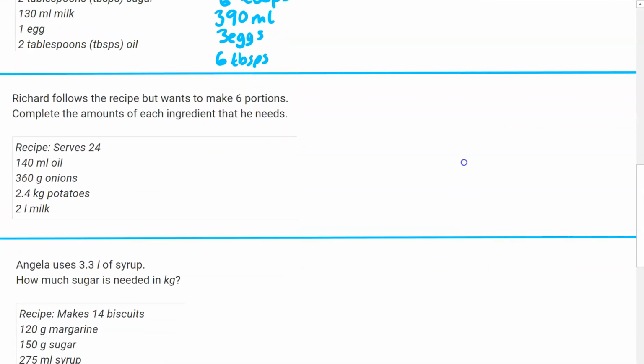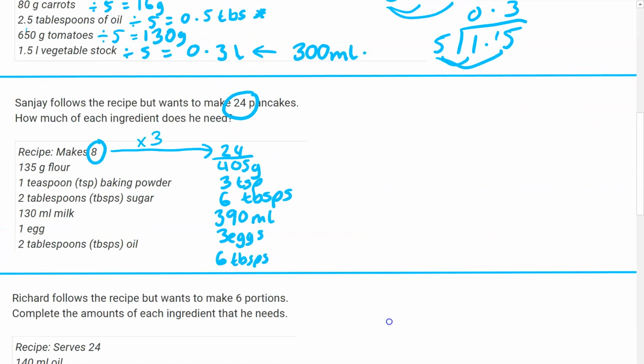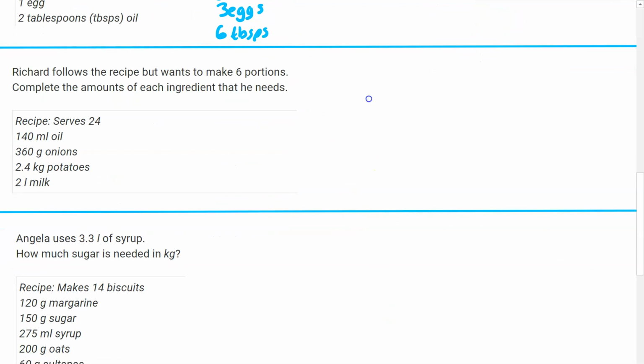Okay. Similar idea here, so that time we're multiplying up, this time we're going to divide down because our recipe serves 24, but I only want 6, so how do you turn 24 into a 6? You divide by 4. So each one of these is going to get divided by 4. So for the oil, 140 divided by 4.